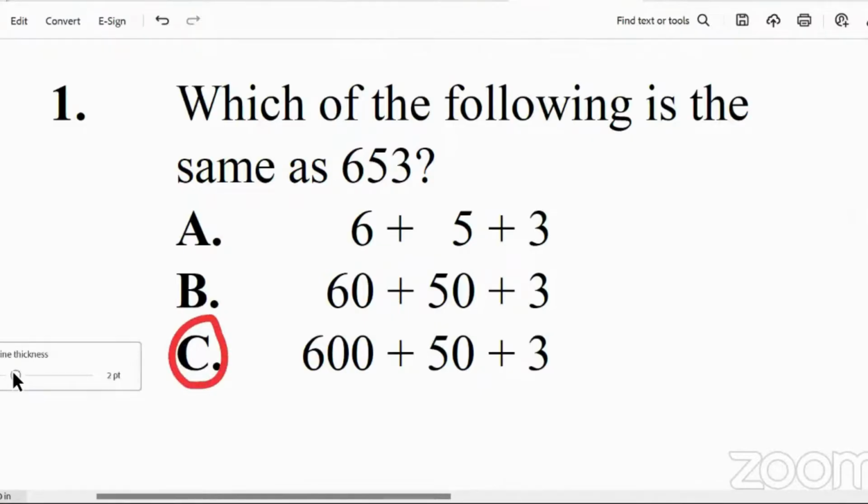It's a little bit too thick. All right, but that's fine. Okay. All right. So just if you're not sure, okay, you can look at it in terms of the place value. 3 represents 3 ones. The 5 represents 5 tens, which would be 50, and the 6 represents 100. So the 6 would be 600. Okay. If you also wanted to go about the addition route in terms of adding 6 plus 5 plus 3, that would not give you 653. So again, the answer is C, 600 plus 50 plus 3.